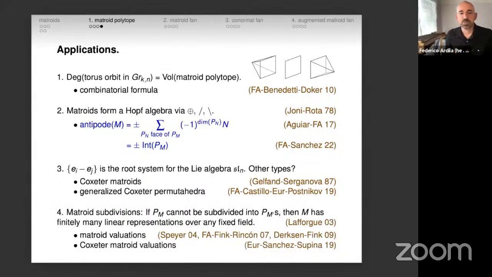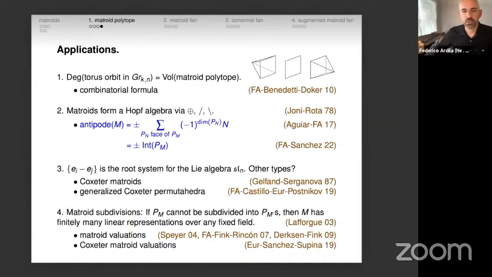The last point that I would like to make about matroid polytopes is that Lafforgue, in his work on Grassmannians, introduced the concept of matroid subdivisions. So here I'm showing you three matroid polytopes in this picture on the top right. But you can also see how you can take these three matroid polytopes and put them together to form a bigger matroid polytope. This is what's known as a matroid subdivision.